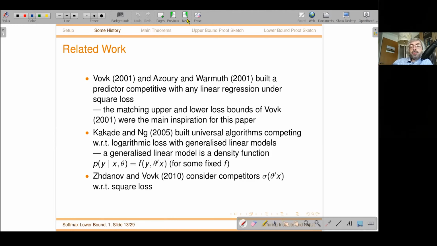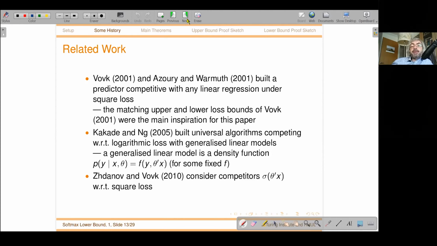So we can get an upper bound on the loss and show that it cannot be improved. But that's for the case of linear regression on the square loss. So that's a bit different framework, but I should say that we are very much indebted to that paper in terms of inspiration and methods too.